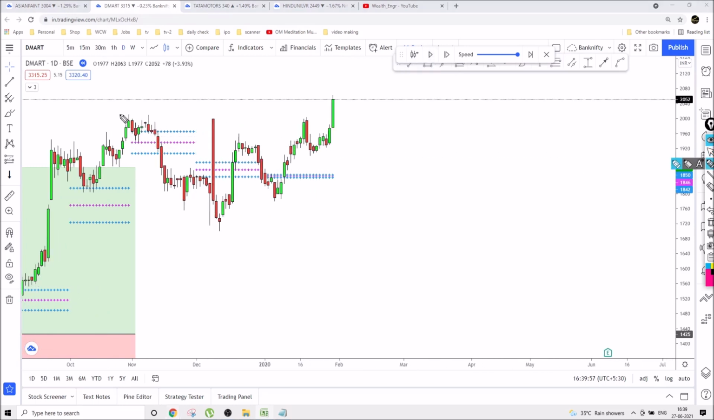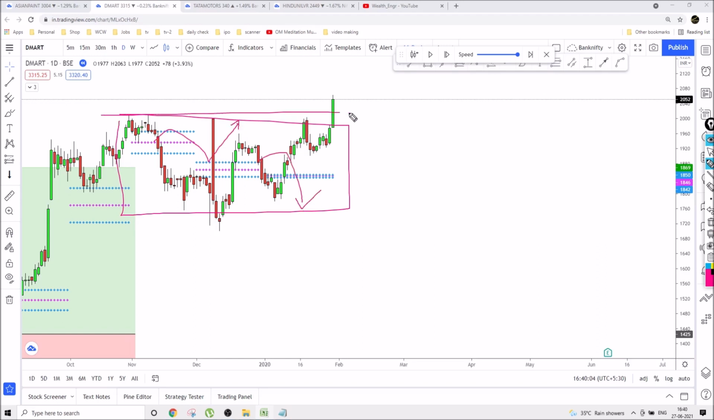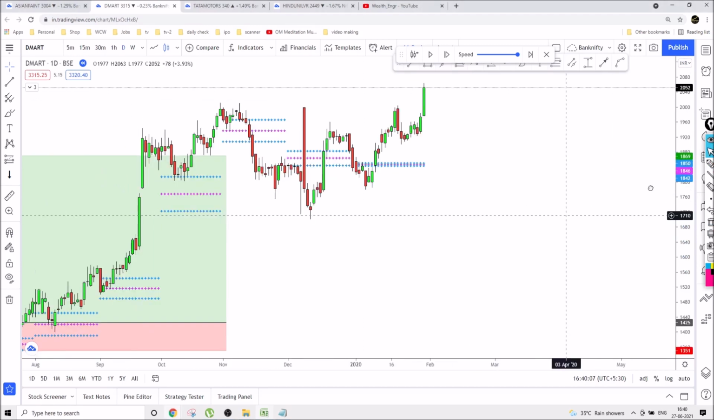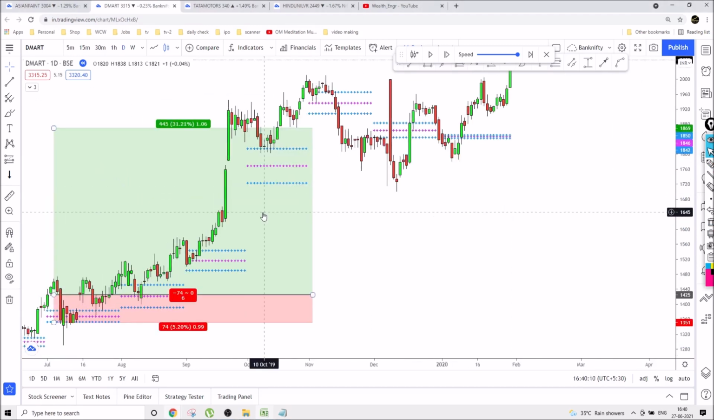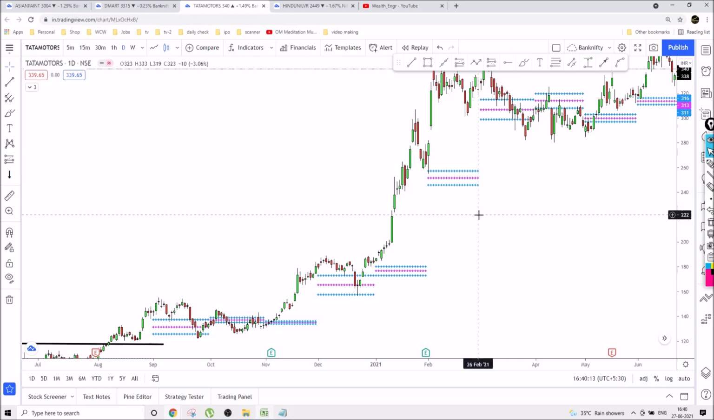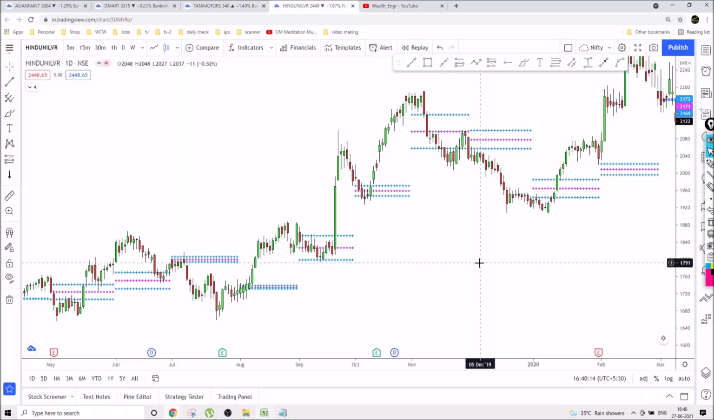Market has moved into some sideways. It is not making any ascending CPR, not making any descending CPR. It has gone sideways. Let me go to one more stock. I'll explain there. Maybe Hindustan Unilever.